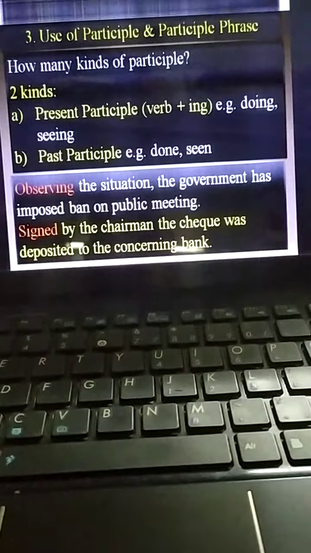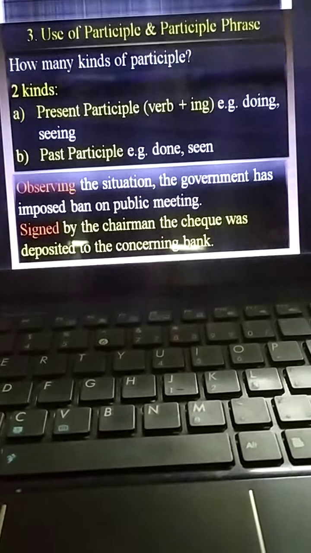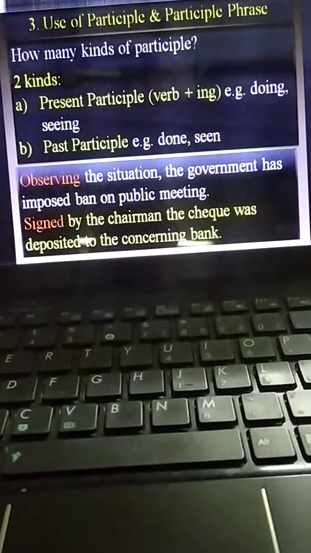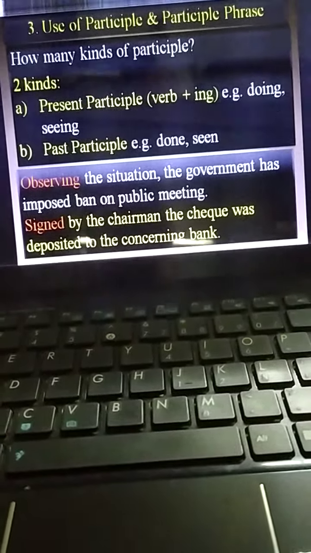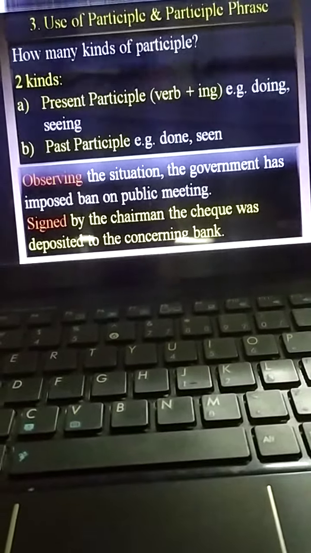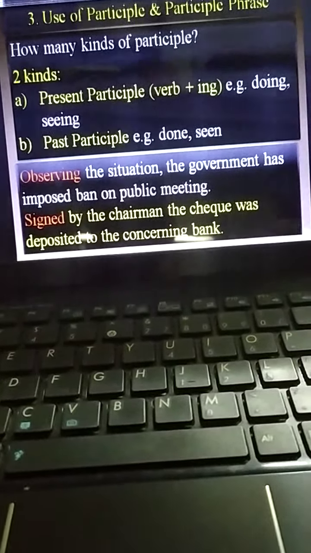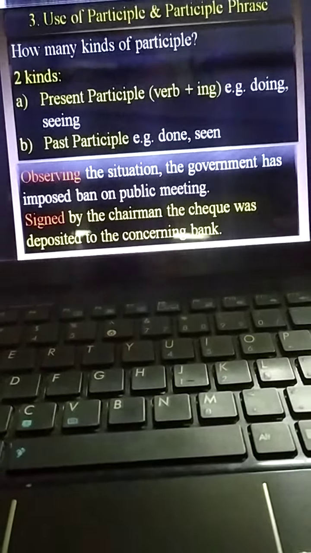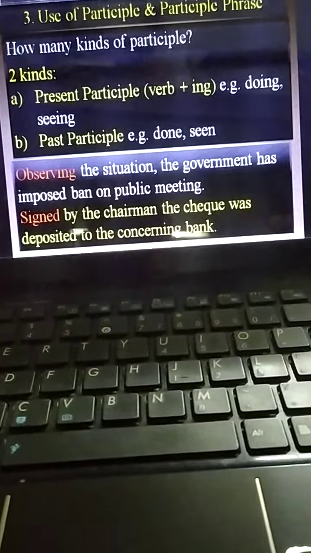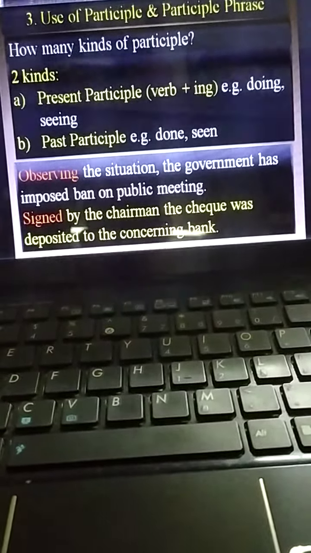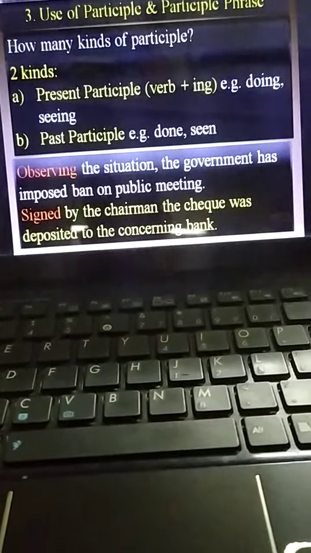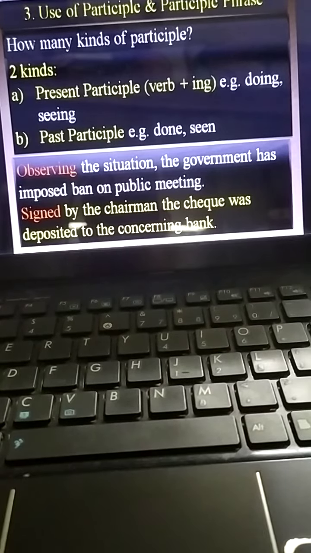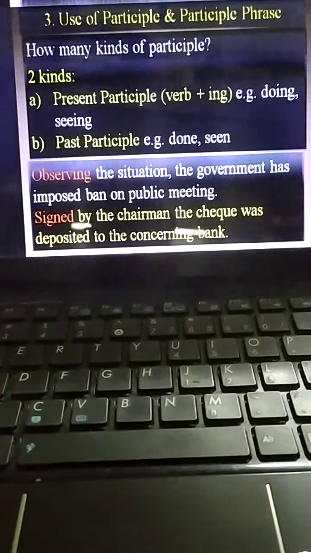Observing the situation, the government has imposed ban on public meeting. Look at this. Observing the situation, observing, verb plus ing. This is present participle. This is an example. Present participle is formed with ing, verb plus ing, you know. Observing the situation, the government has imposed ban on public meeting. Observing is present participle.